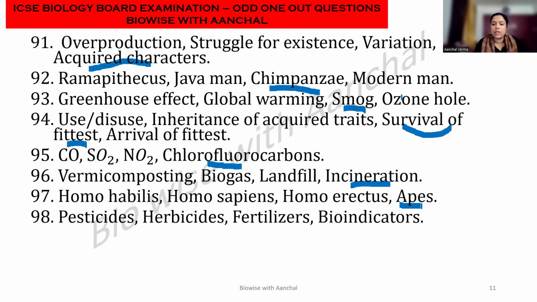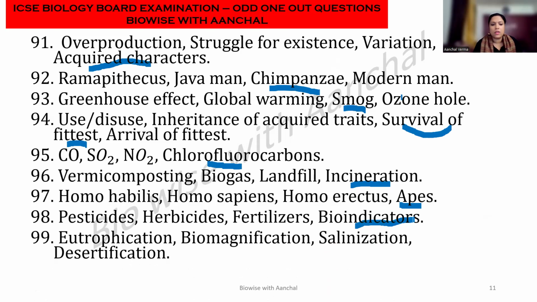Pesticides, herbicides, fertilizers, bioindicators. Now, these are all chemicals added. Bioindicators are the plants which show the presence of any pollutant present there. Some plants grow in an area rich in certain metals, so they are called bioindicators. So the rest are all harmful substances, you can say, non-biodegradable waste. Bioindicators are plants.